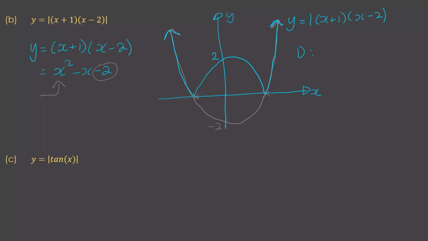Again, with the domain, there's no problem with any x value. For the range, we can see that it does come down to the axis here and here. So we get y is a real greater than or equal to 0.